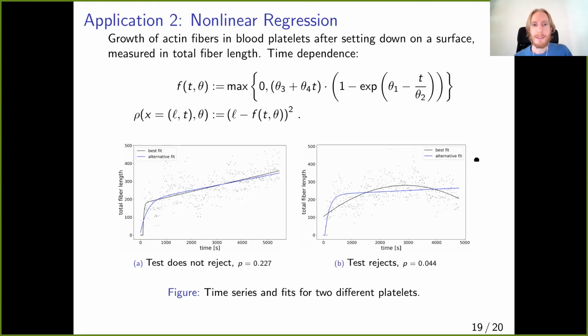Second example, non-linear regression. So we looked at the growth of actin fibers in blood platelets after settling down on a surface. And these actin fibers make the blood platelets stiff, so the wound closure becomes more stable. And this is measured in the total length of all the fibers. And the measurements are really very, very noisy, because the images are of very difficult quality and so on, right? So this is really close to the resolution limit of the microscopes. And so the extraction, the detection of these fibers isn't always that simple. And therefore we have noisy data.